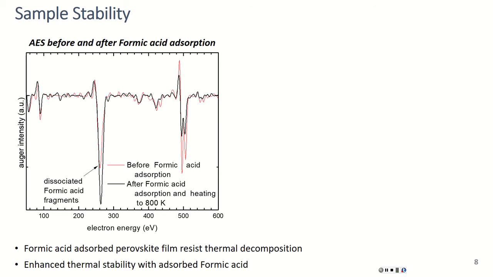So during the TDS experiment, we ramped the sample temperature up to like 750 Kelvin. We did this for two trials. That means we ramped the sample temperature from 100 to 750 Kelvin. After those two thermal ramps, part of the perovskite film seems to be destroyed, but we have a significant amount of this perovskite film even after those two thermal ramps.